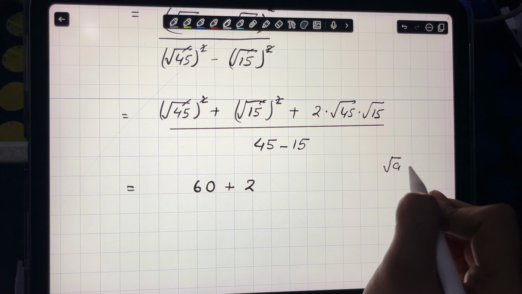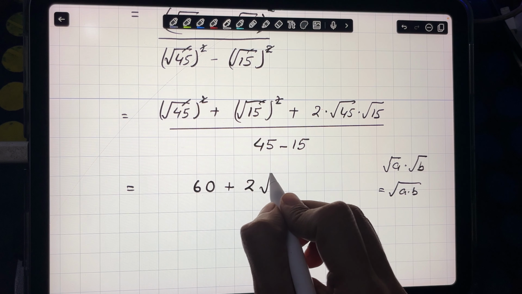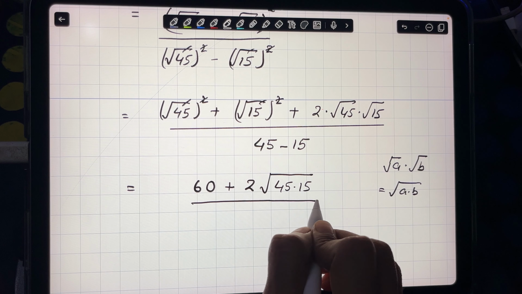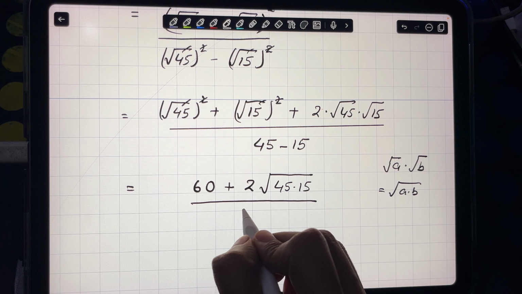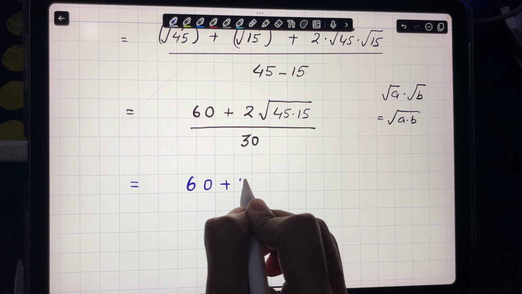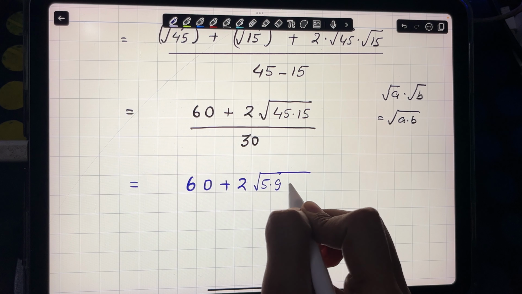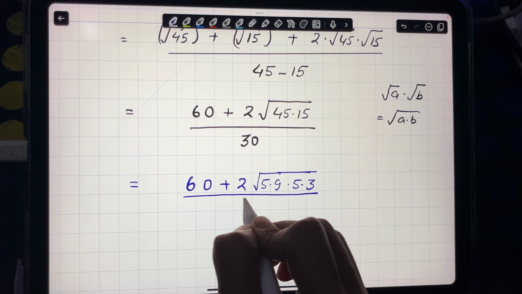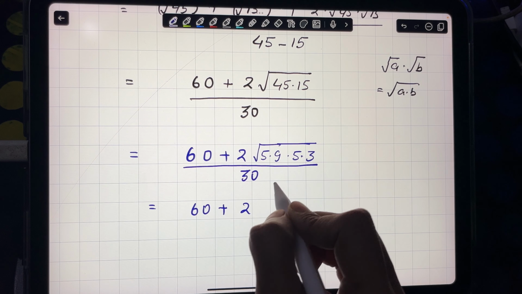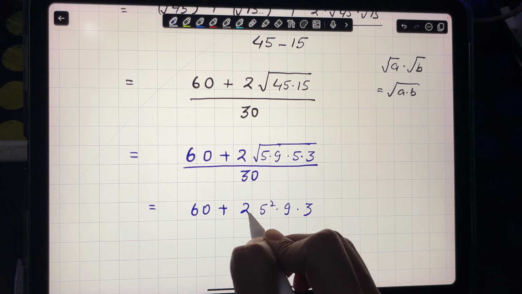Now square root of a times square root of b, we can also write as square root of a times b. So this we can write as 45 times 15 under square root. Then upon 45 minus 15 is 30. Now 60 plus 2 times square root of 45, we can write 5 times 9, and 15 as 5 times 3 under square root, then upon 30.